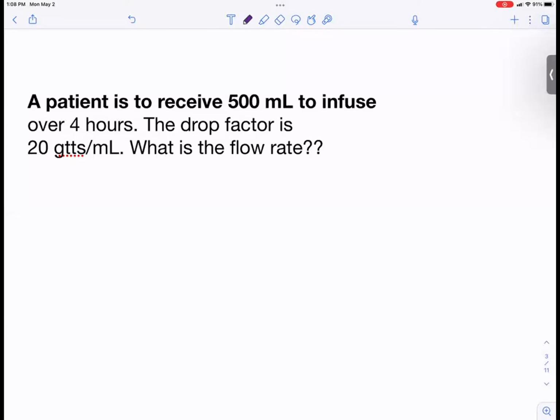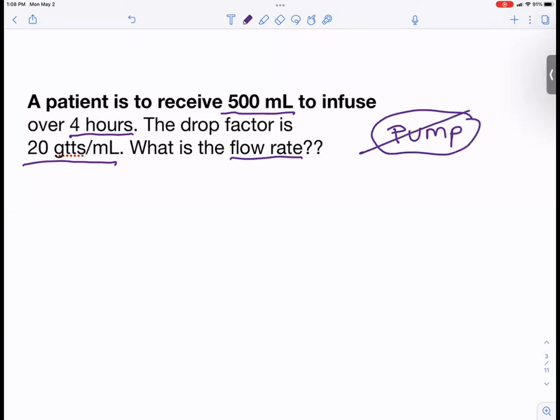So let's look at this problem. A patient is to receive 500 milliliters to infuse over 4 hours. The drop factor is 20 drops per milliliter. What is the flow rate? So here's a problem. It's asking us flow rate again. But what is missing from this question? Well, what's missing is the word pump. Because the word pump is not there and it's offering us a drop factor, now is the time we have to use it. Because there's no word pump, now we have to use the drop factor.